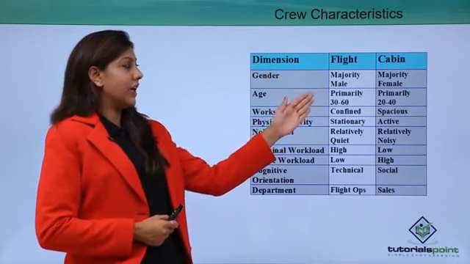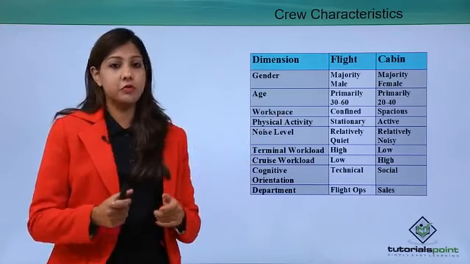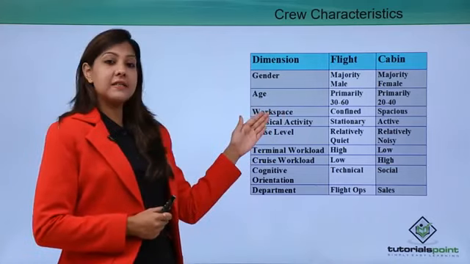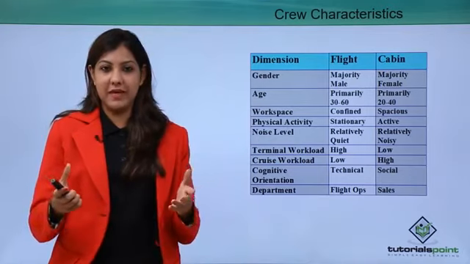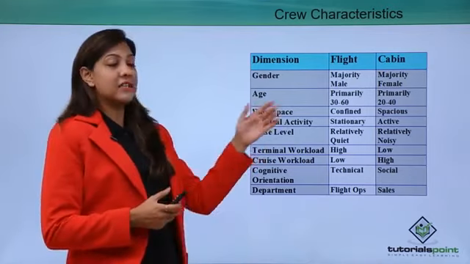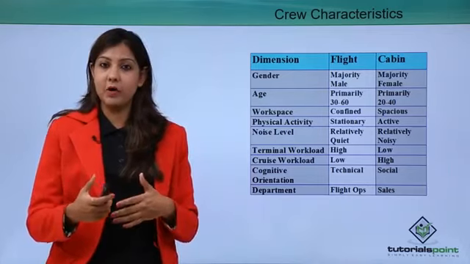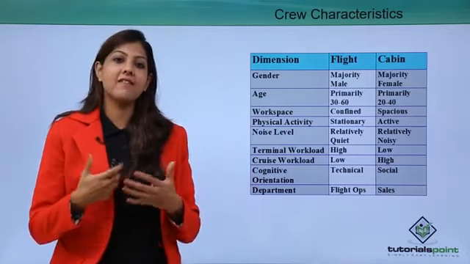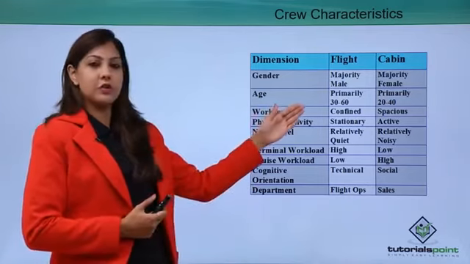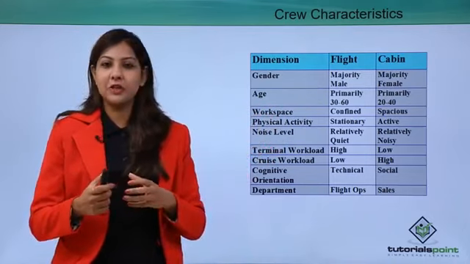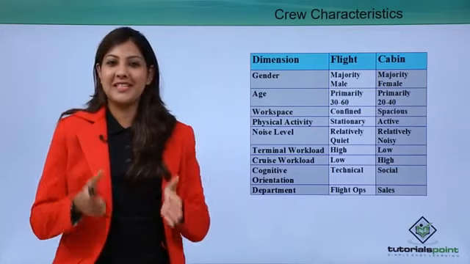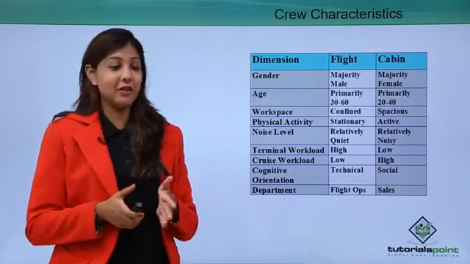Primarily for cabin crew, the age factor is from 20 years to 40 years. Workspace: the cockpit crew has a very confined space. They don't have the luxury of space, but the cabin crew has a spacious place to move about. Means the cabin is huge and they have space to move around, which is not so in case of a flight deck crew. Physical activity: for cockpit crew, they don't have any physical activity. They just have to stay at one place, so they are stationary.